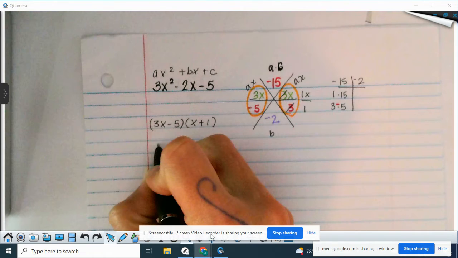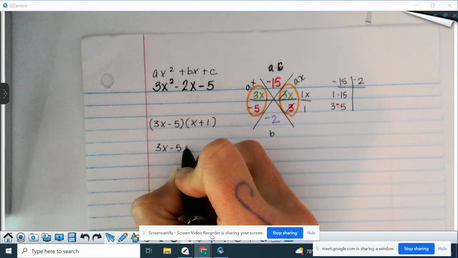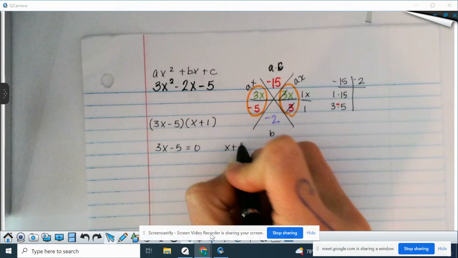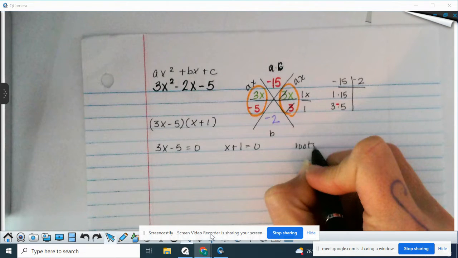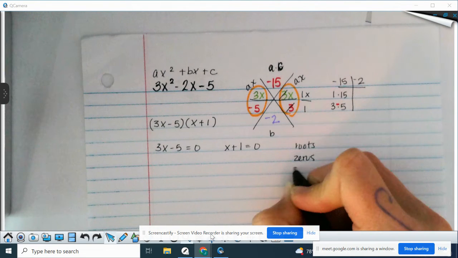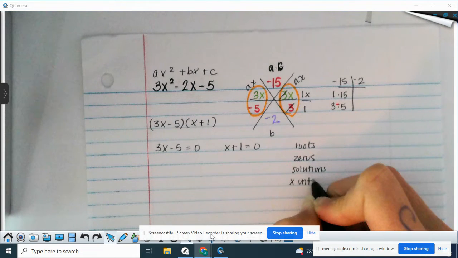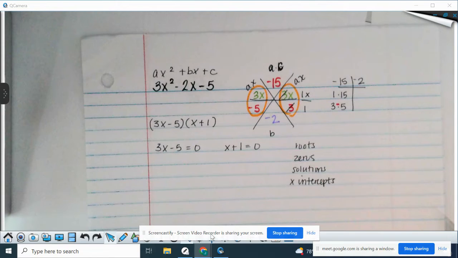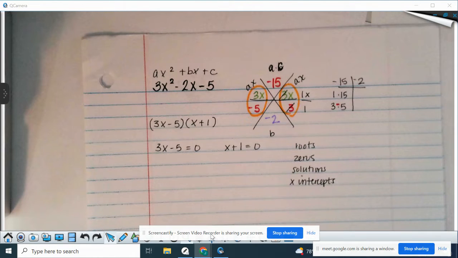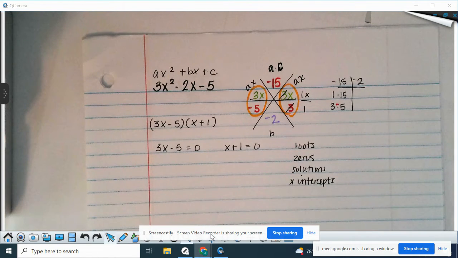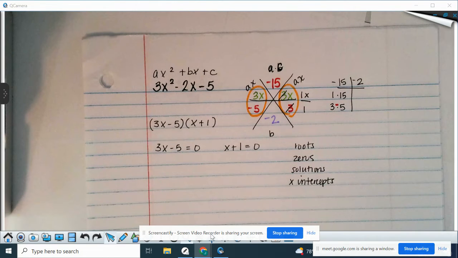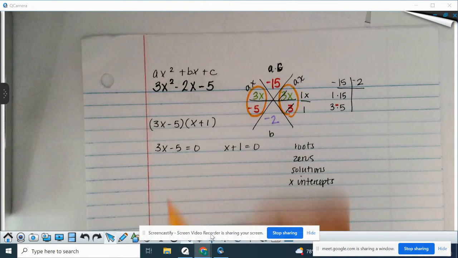So when you're solving, you are solving for the roots, the zeros, solutions, x-intercepts. I think there's one more, but I can't think what it is right now. Roots, zeros, solutions, x-intercepts, answers. Sometimes that's what it says. What is the answer to the quadratic formula? That's this equals to 0 part and now solve. So we're going to solve for x.